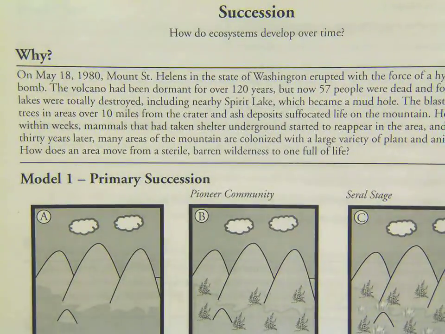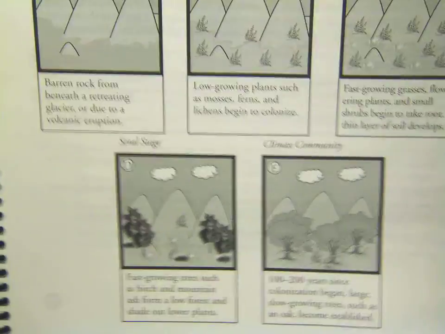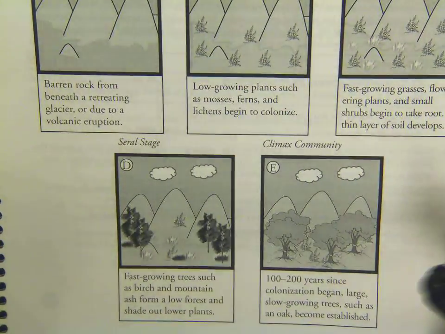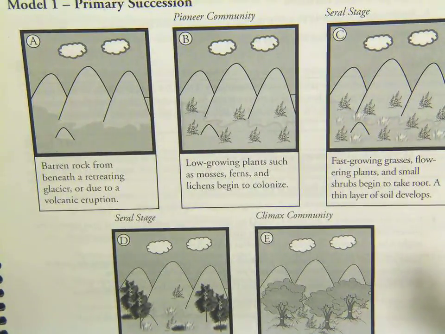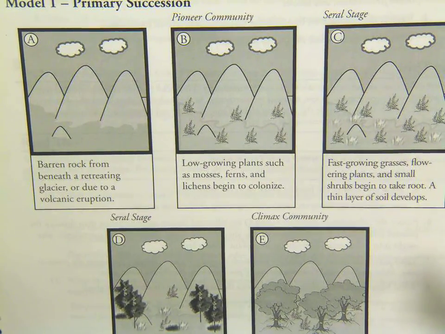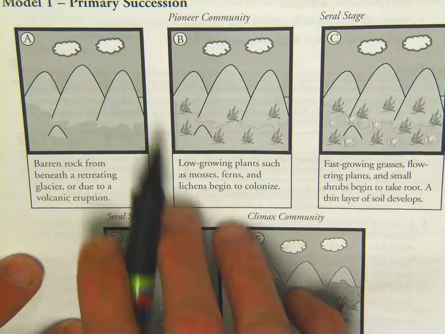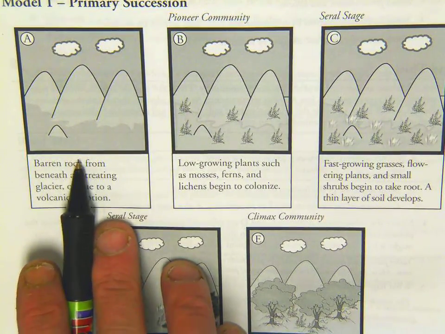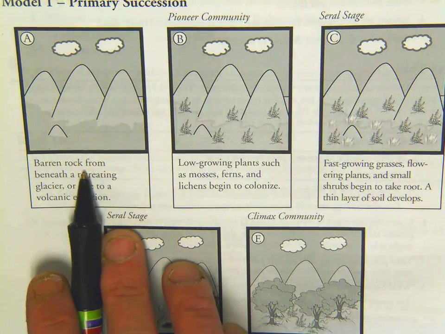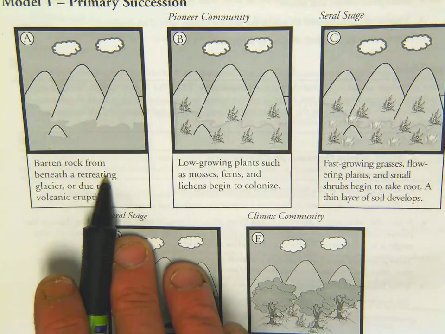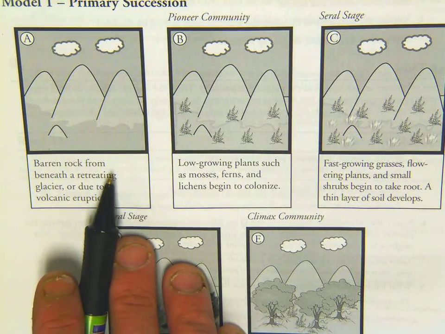All right, this diagram should look somewhat familiar. I'm going to move this around a little bit. You can see here this is the pioneer community, the cereal stage, and so forth. But basically, this is primary succession. You can see what happens in terms of the development of the community. It's basically nothing into a full ecological community.